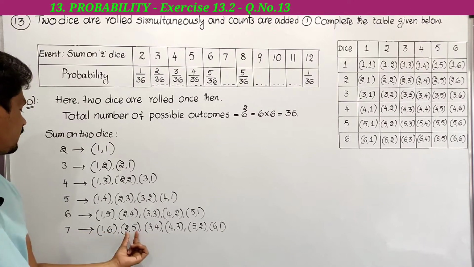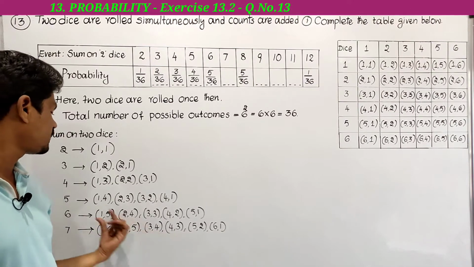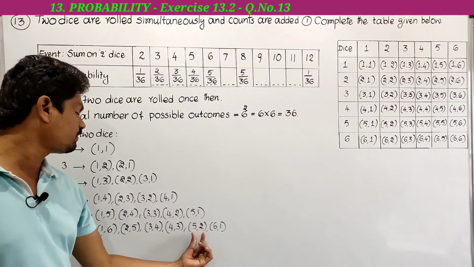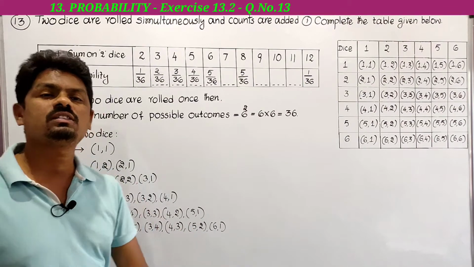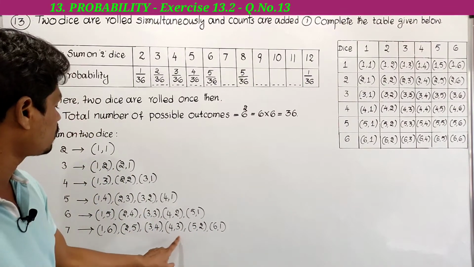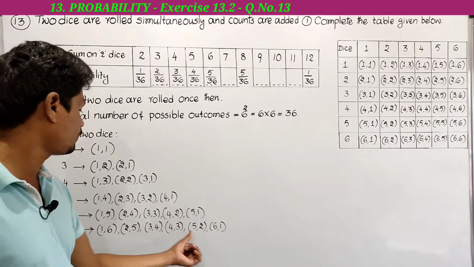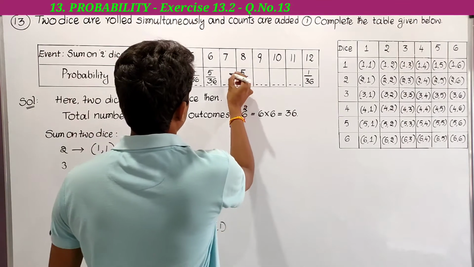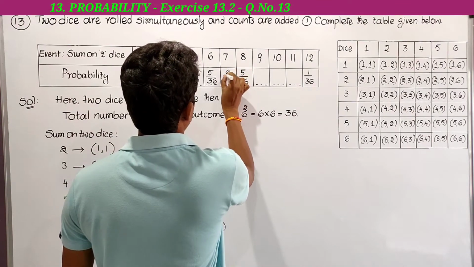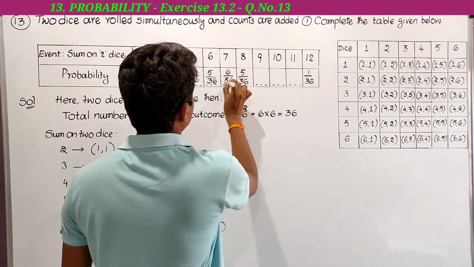1 plus 6 is 7, 2 plus 5 is 7, 3 plus 4 is 7, 4 plus 3 is 7, 5 plus 2 is 7, 6 plus 1 is 7. So these are the favorable outcomes for sum on 2 dice is 7. So favorable outcomes are 6 and the total number of possible outcomes are 36.